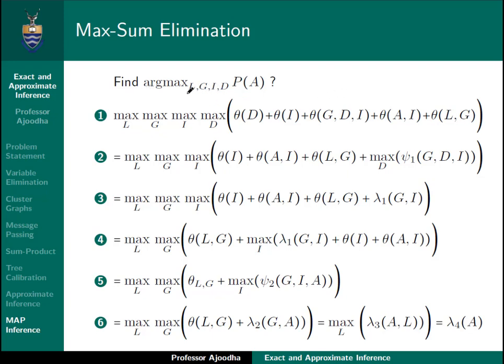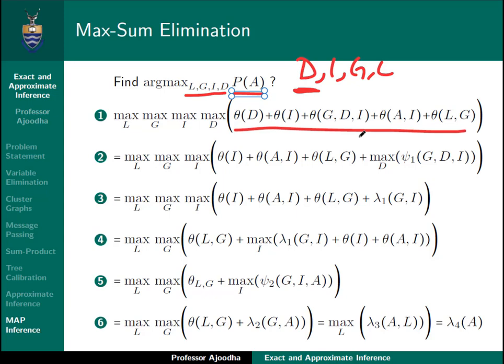And if I look at the P of A, I'm not eliminating A. So we're going to end up with A at the end. We're going to maximize now. This is from our joint distribution. We then group variables. We're eliminating D first, remember, first D, then I, then G, then L. So we need to group all of the factors that have something to do with D, and we do that.